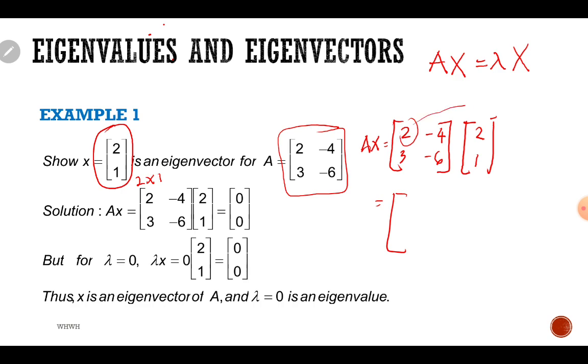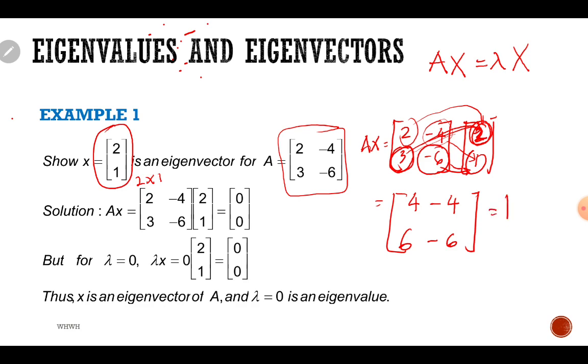2 darab dengan 2 is 4. -4 darab dengan 1, betul? So, dia akan dapat 4 tolak 4. Okay, and the next one is 3 times with 2 is 6. Second row times dengan with the entry or the first column, first row for the second vector. So, dapat 6. -6 darab dengan 1 yang ni, get -6. So, what you will get here, surprisingly, kita akan dapat 0, 0.